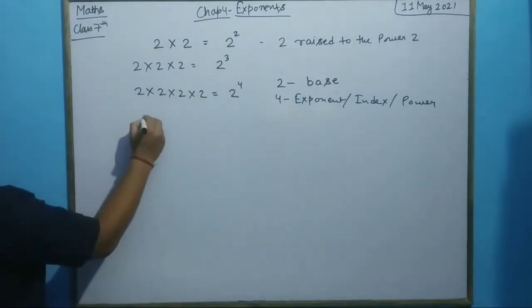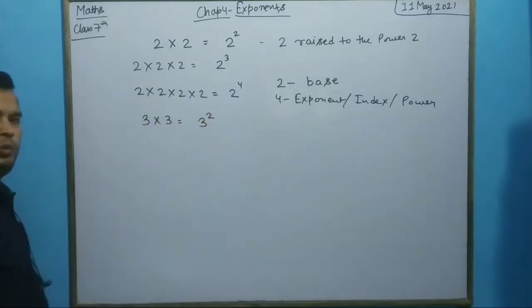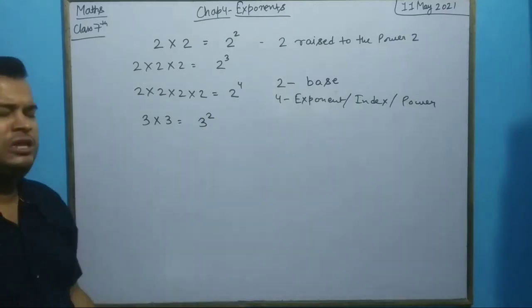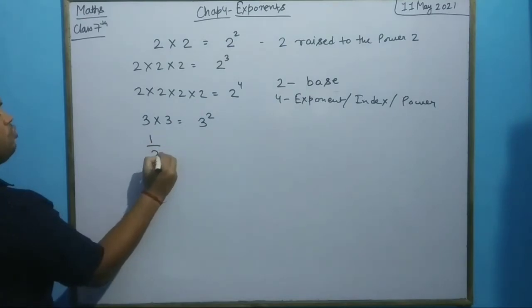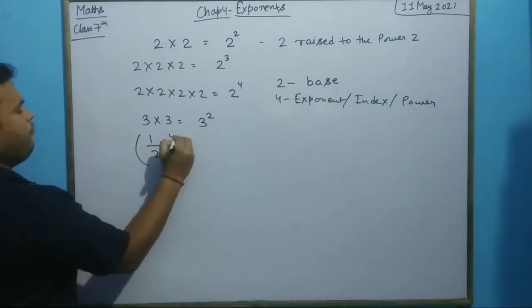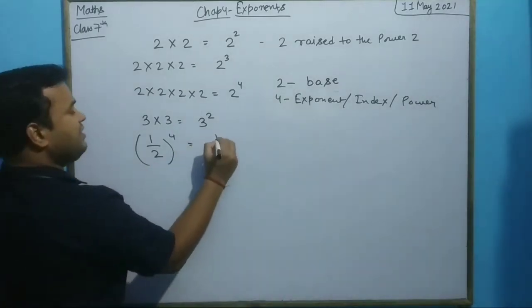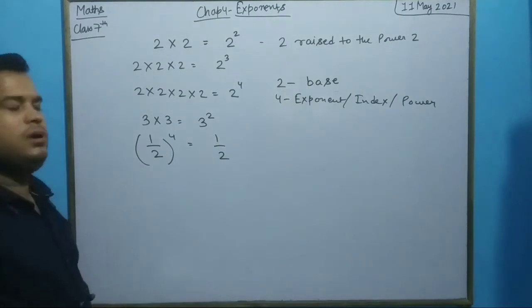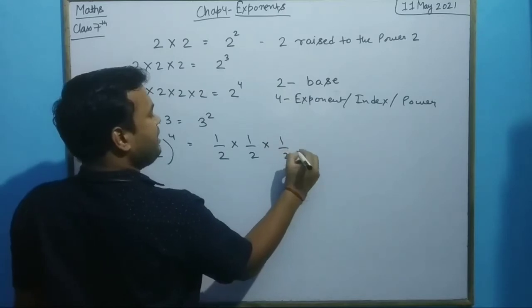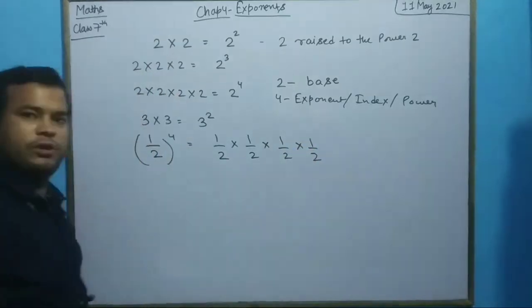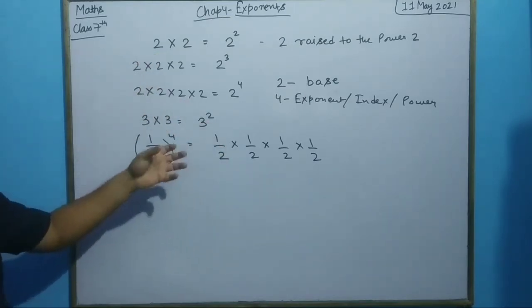Let us take another example. 3 multiplied by 3, we can write it as 3 to the power 2. Now let us take another example. 1 upon 2 the power 4. What we mean by this? We mean by this that this fraction or this rational number is multiplied 4 times: 1 by 2 multiplied 1 by 2 multiplied 1 by 2 multiplied 1 by 2. So this is the use of exponent in multiplication.